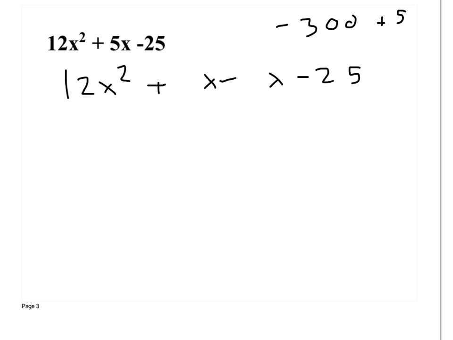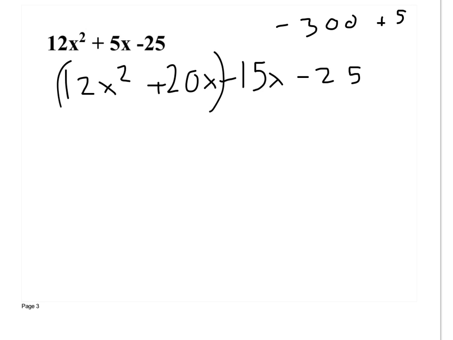Negative 30 times 10 is negative 300, but that doesn't add to 5. Negative 30 times 2? No. What would it be? 20 and 15. They multiply to give you negative 300, and they also add to give you positive 5. So I'm going to go with 15 here and 20 there. That's the biggest number.